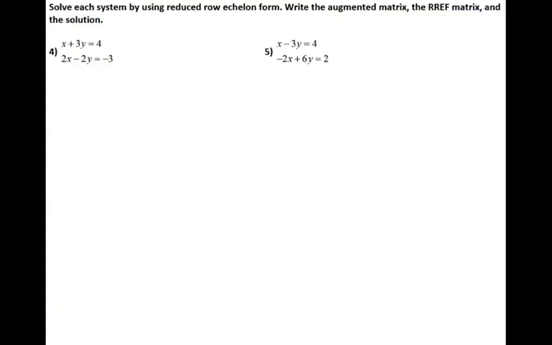Alright, what's next? This one you're solving using reduced row echelon form, so augmented matrix, RREF matrix, and the solution. So your augmented matrix is going to be all of the coefficients, no variables. So 1, 3, 4, 2, -2, -3. The RREF matrix is the one that you get from the calculator. So I'm going to plug it in.